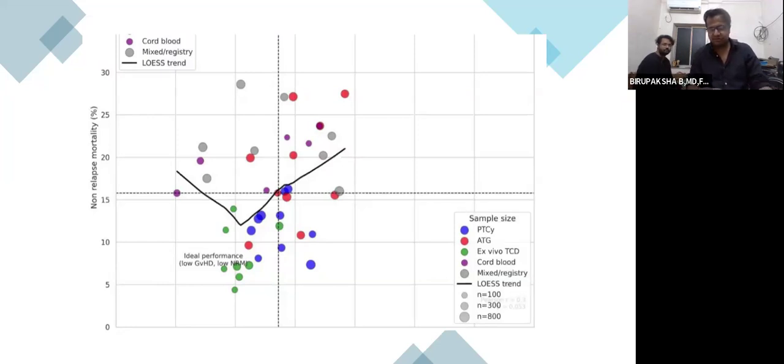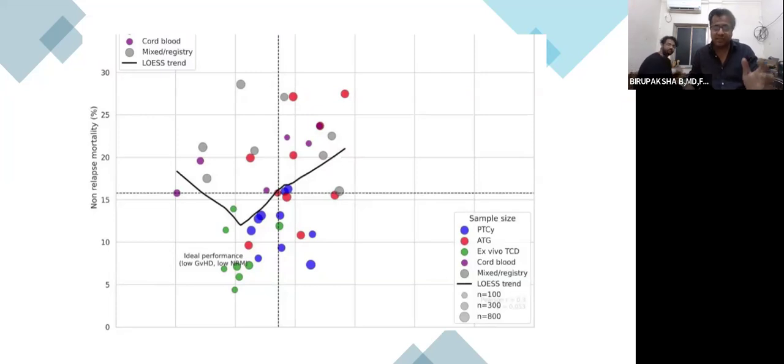Forget about the x-axis. So you can see the bubbles. It was a systematic review, so what I've done is I've plotted this properly. This portion you can see is post-transplant cyclophosphamide. The red one, I believe, is ATG. This again is ex vivo engineering, and on this lower left quadrant, you get the most ideal performance.